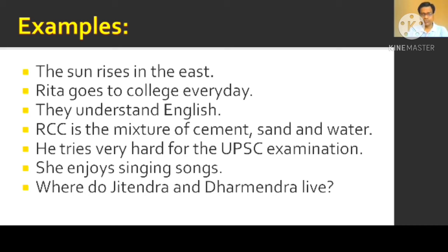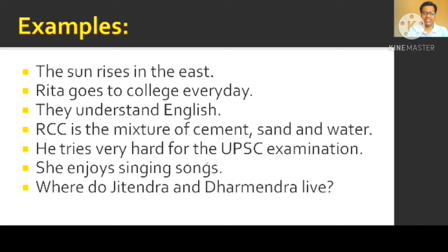Likewise, you have a few more examples on your screen. RCC, I hope you know, reinforced cement concrete. RCC is the mixture of cement, sand, and water. Okay, it talks about a process. You might have seen this sort of construction work going on somewhere. The present sentence provides you RCC, which is the abbreviation of reinforced cement concrete, RCC, functioning as the subject of the sentence.